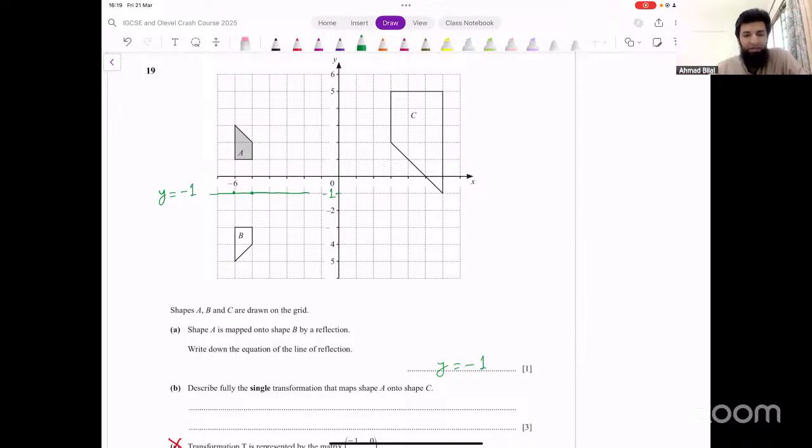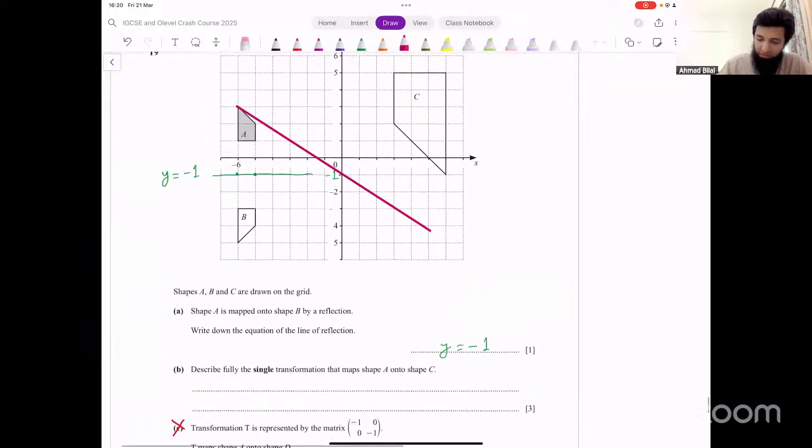Describe fully the single transformation that maps A onto C. A onto C. Now, it's clear that it's supposed to be an enlargement, right? Because the size of the figure is changing, it's increasing. So it has to be an enlargement. How do you find the center of enlargement? You join corresponding points. Let's consider this corner. Let's join these corners. Let's see what we get from that.